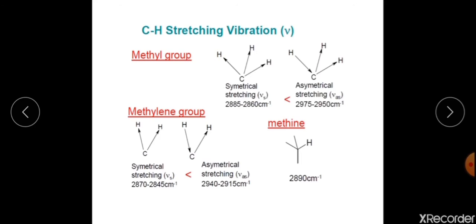Now we will see it. For example, this is symmetrical stretching, and this is asymmetrical stretching. Stretching can be done in two ways, either symmetrically or asymmetrically. You can see by these values that the asymmetrical stretching vibration will always be at a higher wave number in comparison to the symmetrical stretching, so it will absorb slightly at higher wave number. Similarly, this is the case for the methylene group, where symmetrical and asymmetrical stretching vibrations are present.